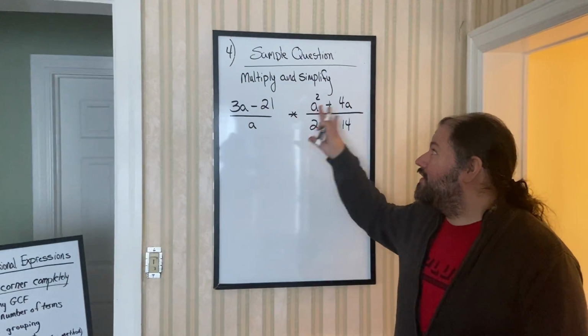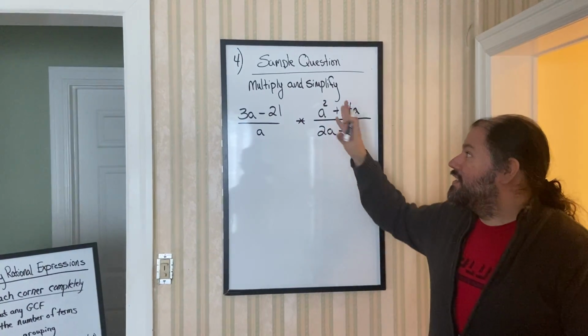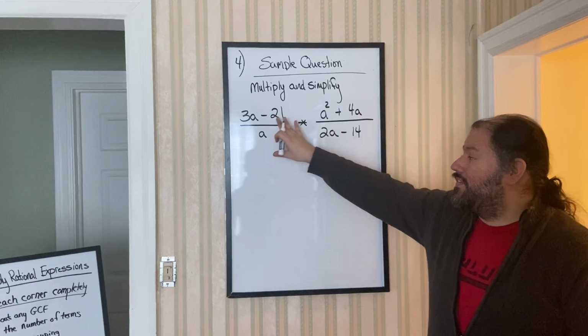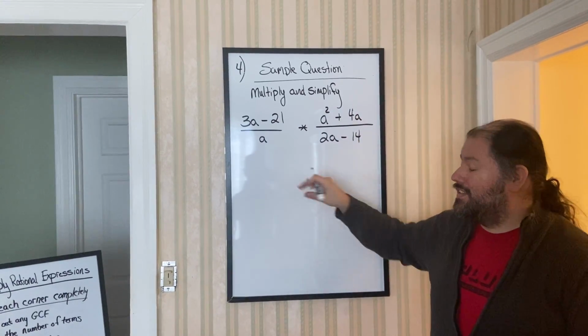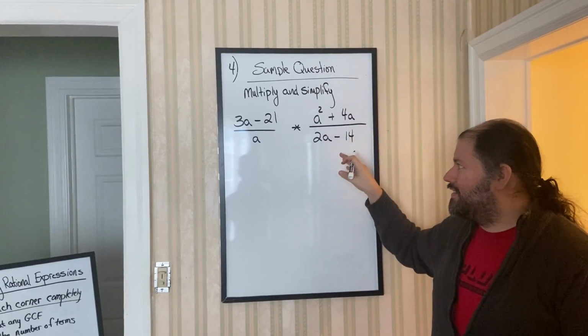So we have our first sample question. Going right into the sample question, multiply and simplify. Again, we have our four corners. So what we're going to do is factor out each of the four corners.